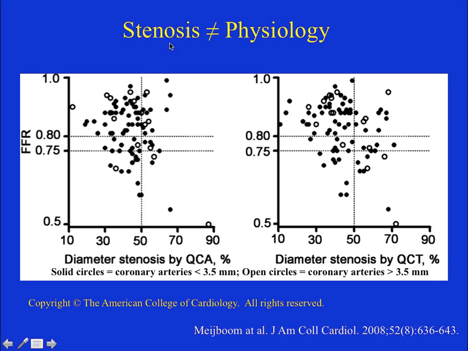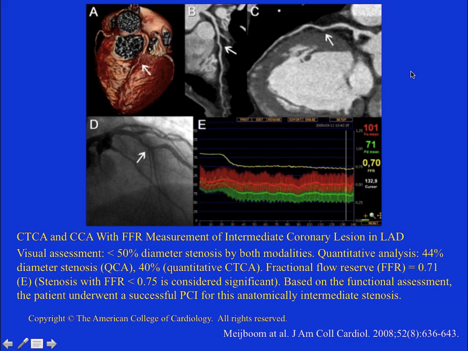So stenosis, which is an anatomic parameter, does not always equal physiology, that is the fractional flow reserve. That's where we require a physiologic test, because physiology impacts upon the patient outcome when we treat based on the functional parameters. Now we have a CT angio picture here, conventional angio here, and a fractional flow reserve measurement here.